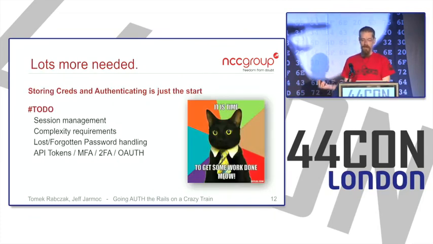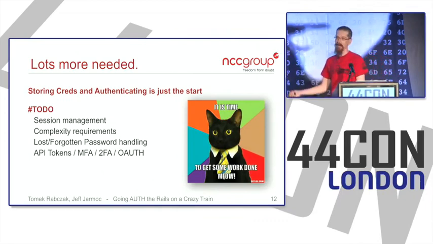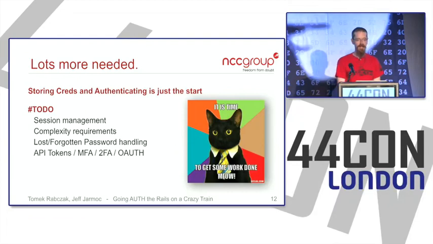But there's a lot more that you need to do, as I've said before. There's things like session management, which Rails can help with. You may want some password complexity requirements. The big one, and one that we're going to talk about in a bit of detail, is how you handle lost and forgotten passwords, because that's kind of complicated and easy to do wrong. And then depending on your application and its use cases, you might have things like API tokens, multi-factor, two-factor authentication, or OAuth that we touched on a little bit earlier.